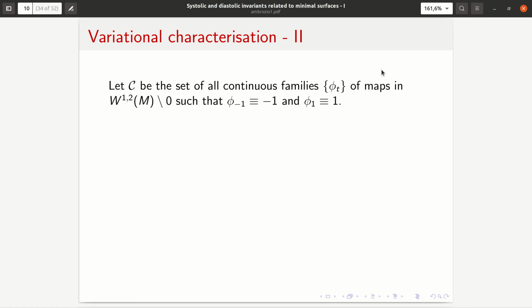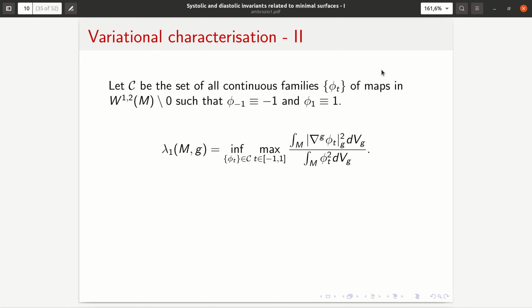So for all these families, since the integral of phi_t is varying continuously with t, and since I begin with a function with negative average and I end with a function with positive average, of course there will be a time t where the family passes through a function which has zero average. So this function will be such that the Rayleigh quotient is at least as big as lambda 1. Now, given this observation, it's clear that this min-max quantity that I defined here is at least as big as lambda 1, right?